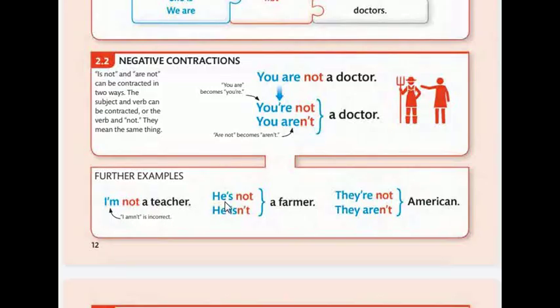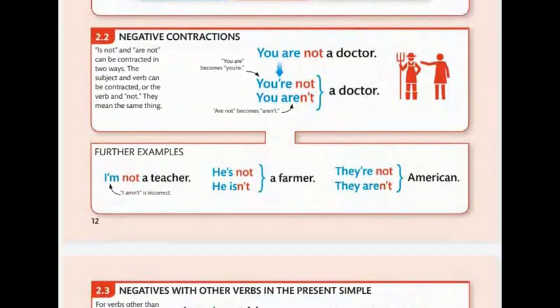Examples. I'm not a teacher, he is not a farmer, they are not American.